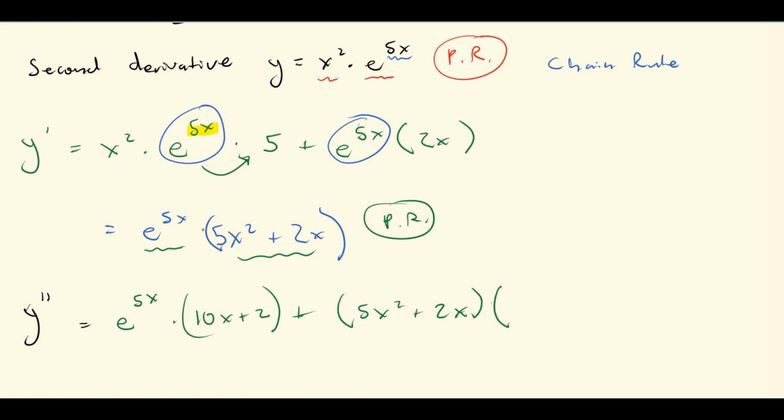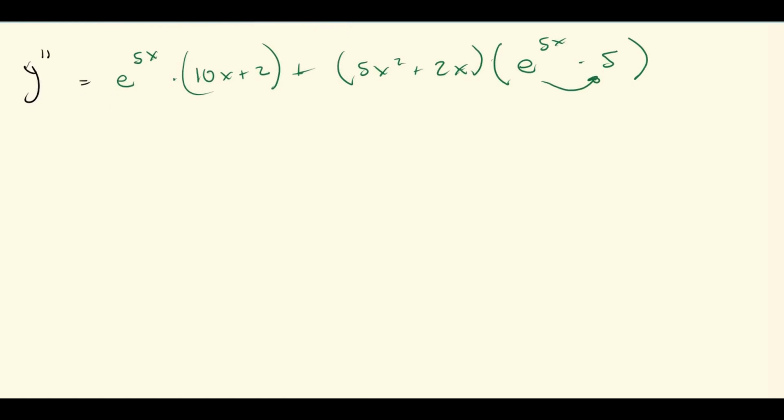So the derivative of e to the 5x is going to be e to the 5x, but because we have a 5x and not just a plain x, we're going to have to multiply it by the derivative of 5x, which is 5. Right, so this is the second derivative. So we'll go ahead and simplify it a bit.